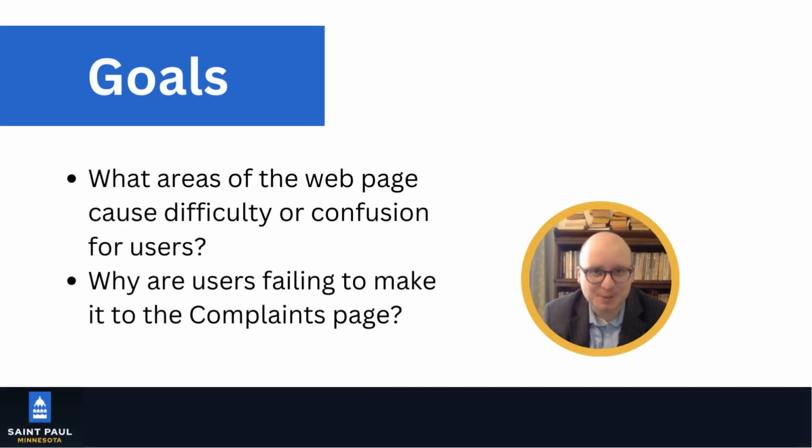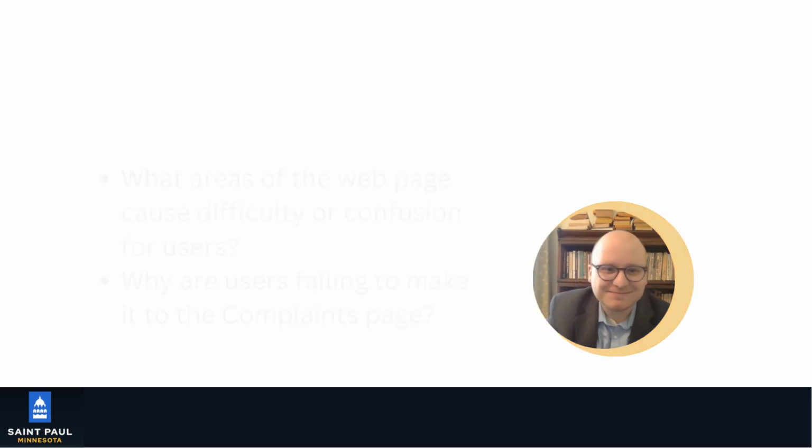The main research question that we brought into our testing was what areas of the web page are causing difficulty or confusion for users, in the hopes that by addressing them, we could minimize the number of help calls that the city receives regarding the rent ordinance. Additionally, a second research question that we had was, why are users failing to find the complaints page? This issue was brought to our attention by the client before we began our testing. Now I'm going to pass things off to Kara and Catherine, who are going to discuss our methods and results.